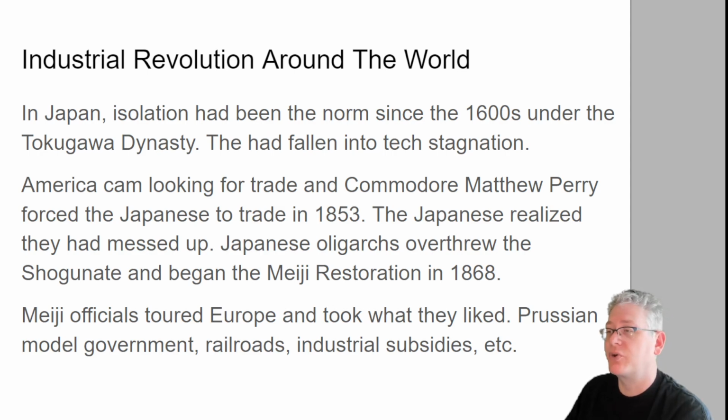Meiji officials will tour Europe and take what they liked. So this is why Japan has an interesting system. Even today, while it's been rebuilt after the war, it still has some of those things, but they're able to take a Prussian model of government. They took railroad systems from other places. They liked the idea of industrial subsidies. So they could essentially take the best of whatever it is they wanted in order to turn themselves into sort of a mega Voltron of different parts of the Industrial Revolution.